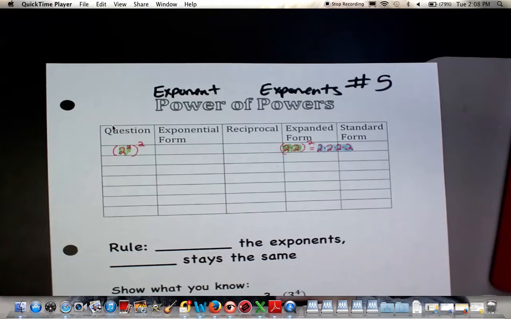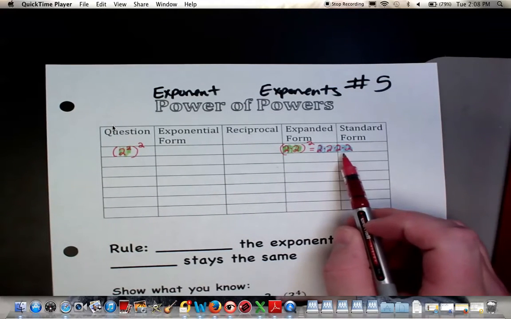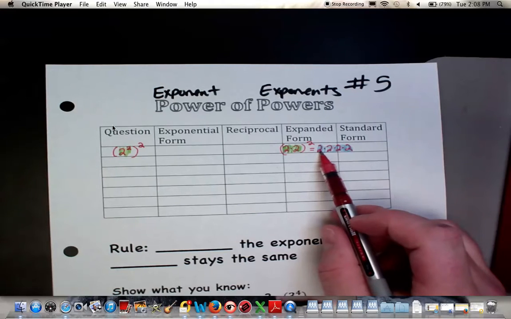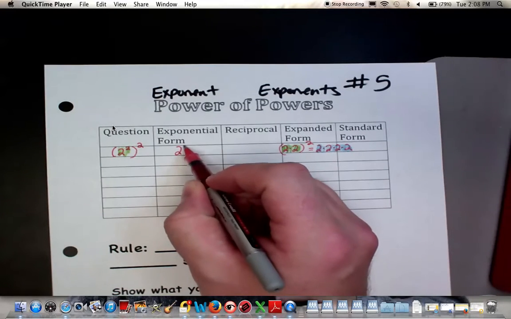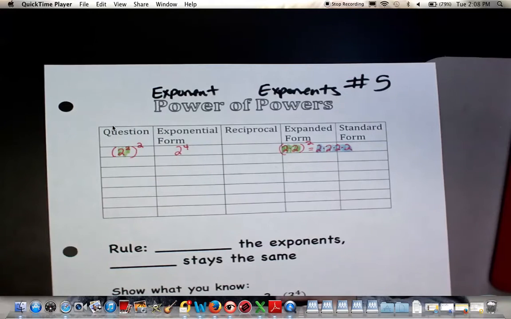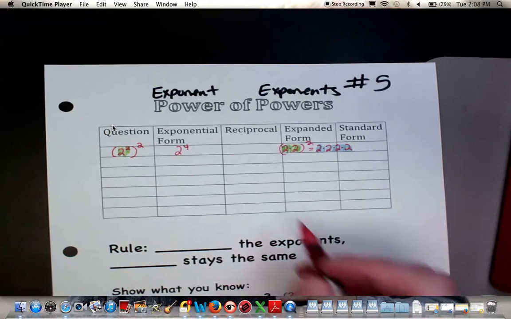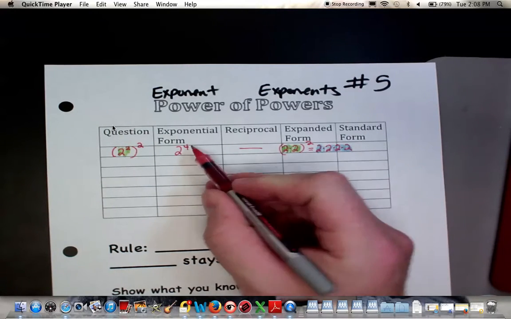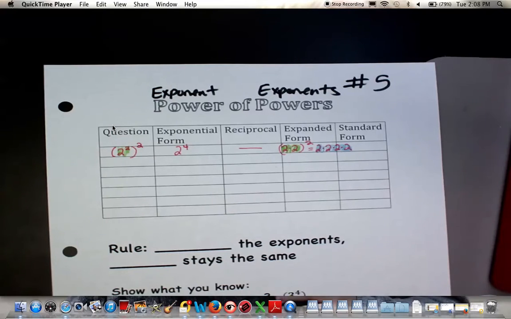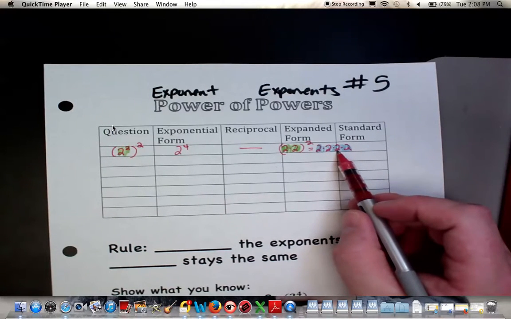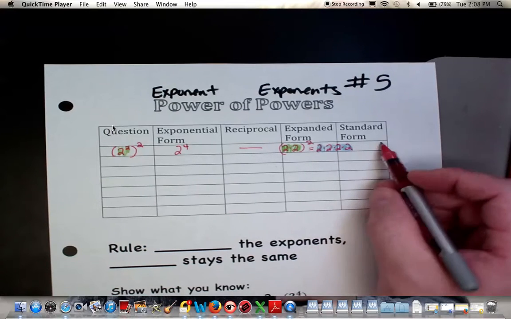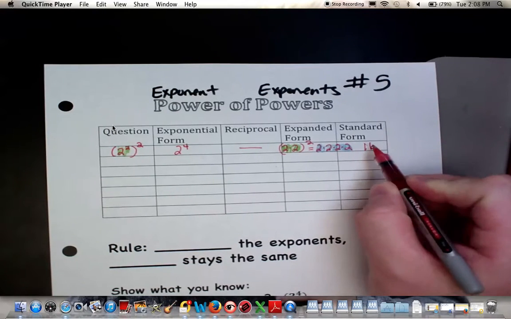Alright, so when I expand that out, that's what I get. Then I can take this blue and make it into my exponential form. Well, what do I have? I got 1, 2, 3, 4. 4 of those, so it's 2 to the 4th power. There's going to be no reciprocal because it is positive. And in my standard form, it's going to be 2 times 2, which is 4, times 2, which is 8, times 2 more, which is 16.